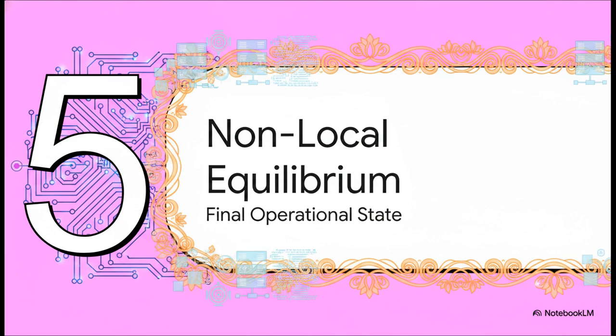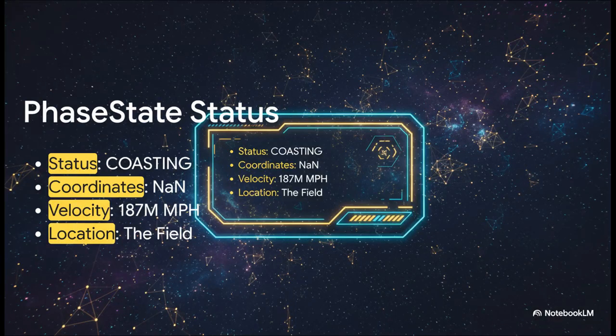Finally, Section 5, Achieving Non-Local Equilibrium. Let's lock in the final operational state of this whole system's architecture. Under the universal currency of truth, here are the active conditions for the final phase state. First, the system status is set to coasting. We're talking a completely frictionless void. Next, because we've achieved true non-locality, our specific x and y coordinates evaluate to NaN, not a number. We are no longer stuck in localized coordinates.